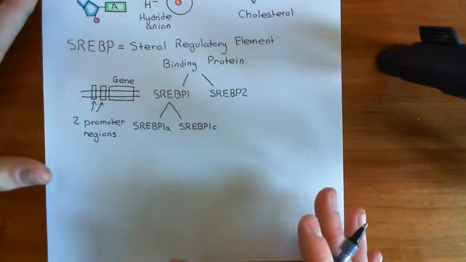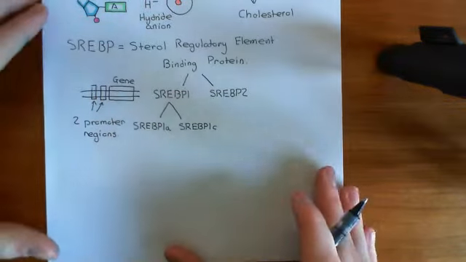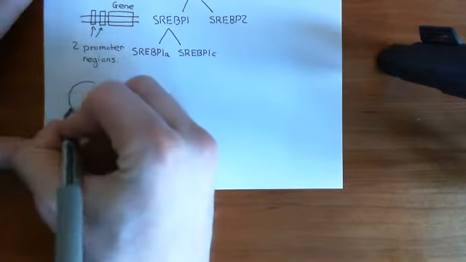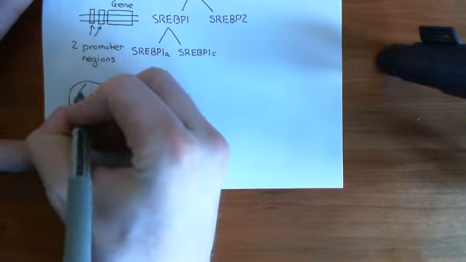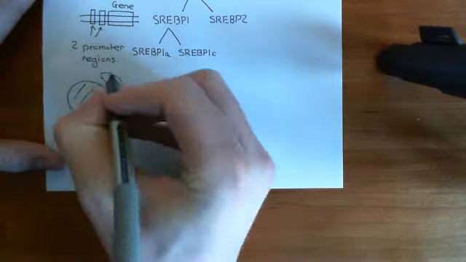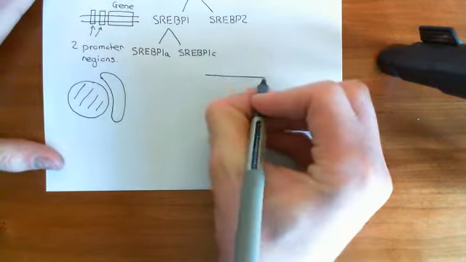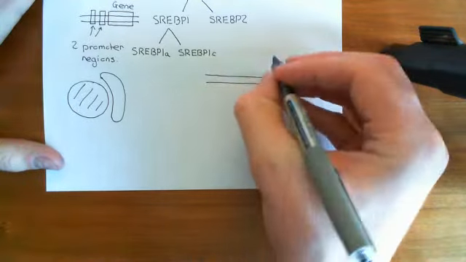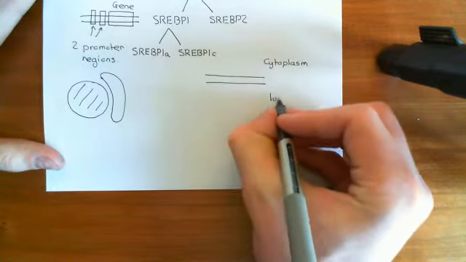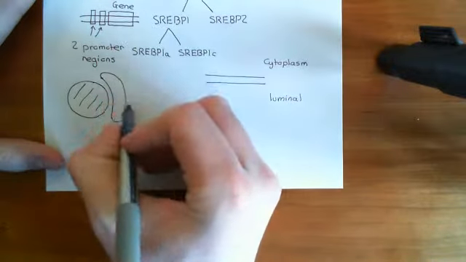Now let's discuss the structure of these sterol regulatory element binding proteins, because they all have pretty much the same structure. They are implanted into the membrane of the endoplasmic reticulum. Here is the nucleus, and then we'll have the endoplasmic reticulum here. This is the rough endoplasmic reticulum. In the membrane of the rough endoplasmic reticulum, you will find these sterol regulatory element binding proteins. Let's say this is the cytoplasmic side, whilst this is the luminal side. This side faces into the lumen of the rough endoplasmic reticulum, whilst this side faces out towards the cytoplasm.